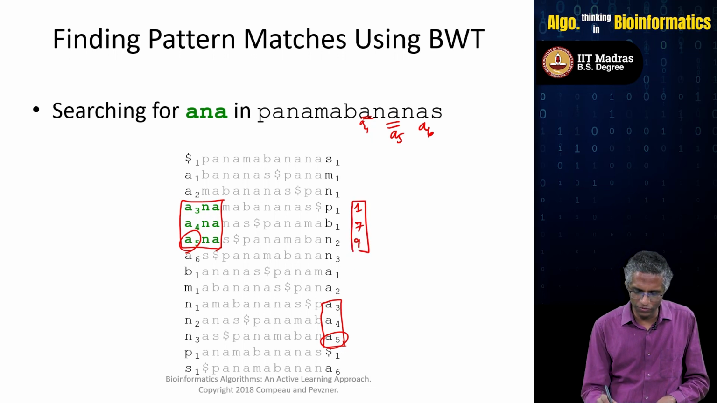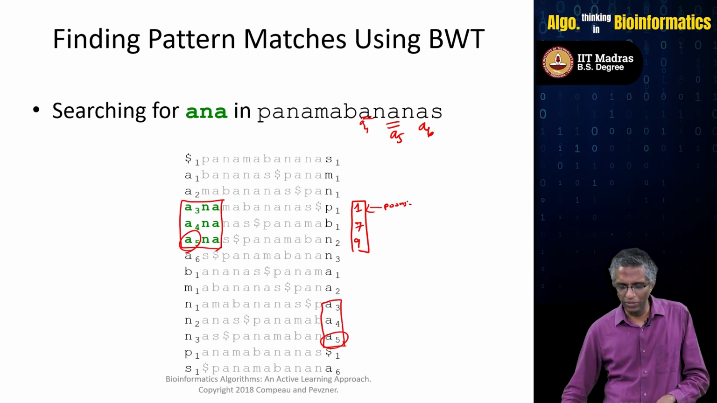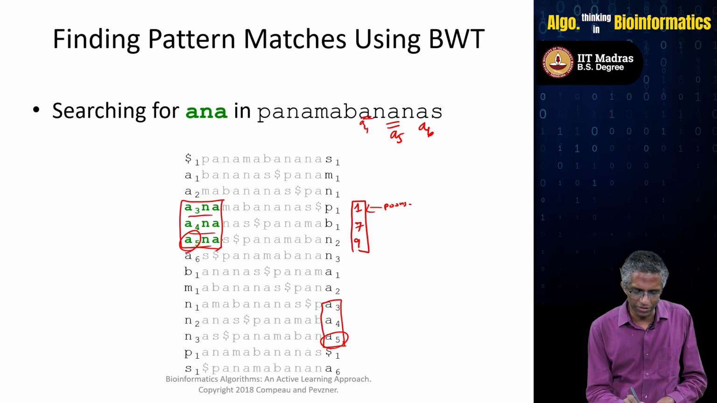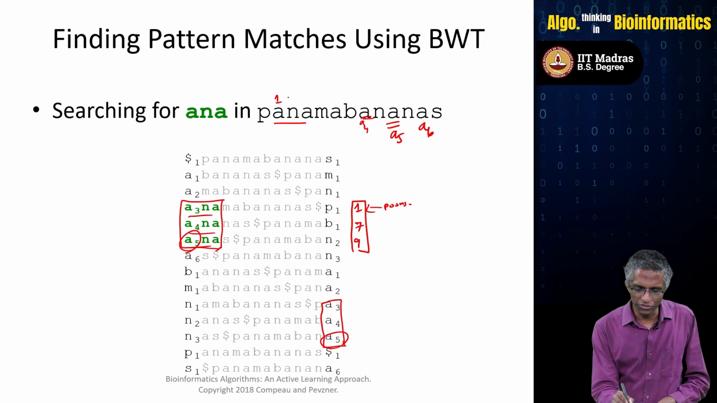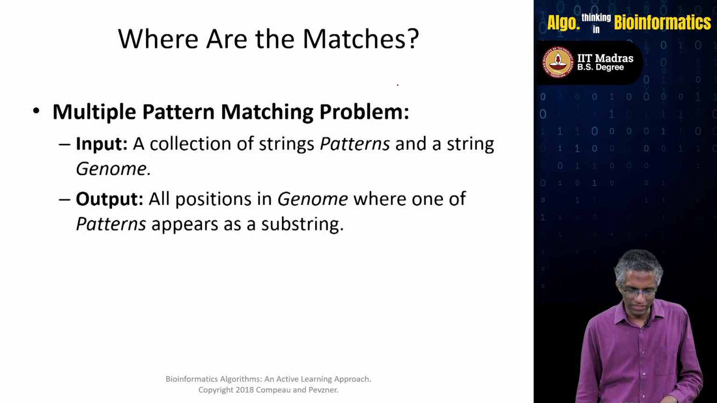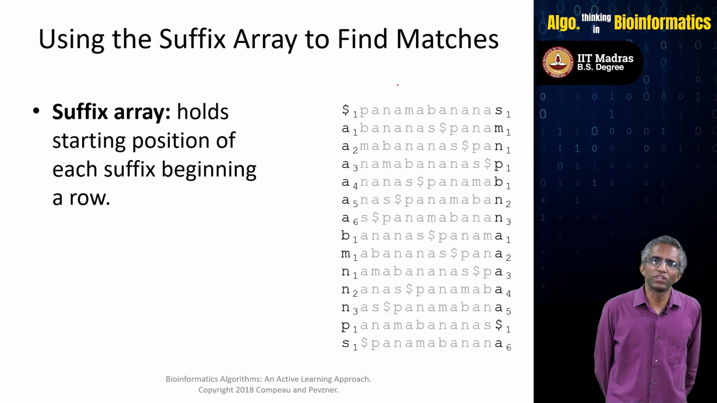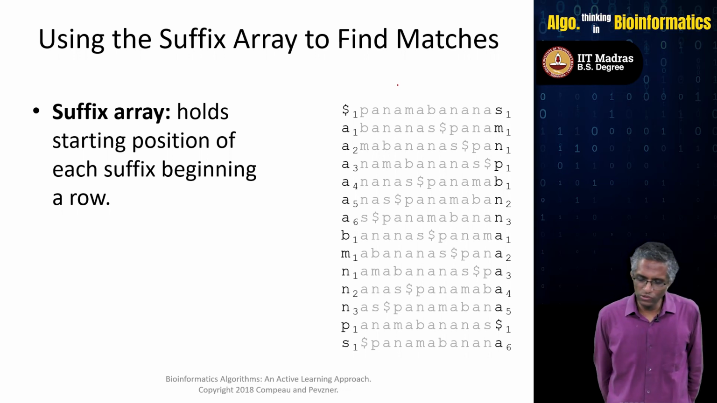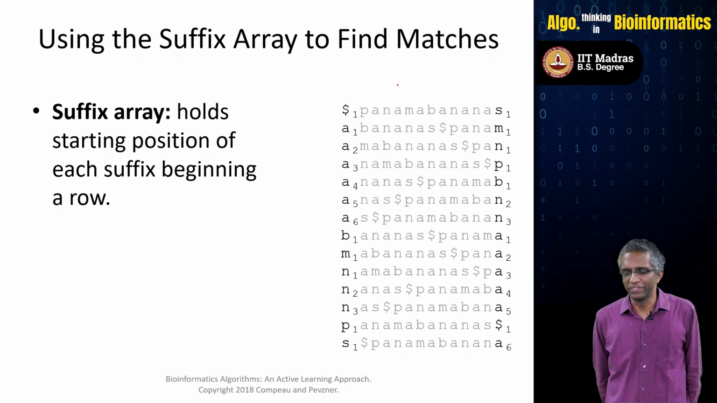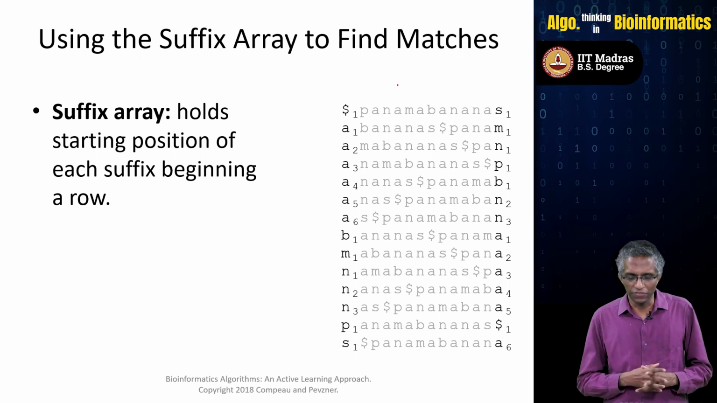If for each of these rows the positions or locations are stored, then that would be quite convenient to see where ANA is appearing. So this ANA is position 1, this ANA is position 7, and this ANA is position 9, right? And that is indeed what we are going to do, and that is called a suffix array. Once you add the position to the first and last column of this Burrows-Wheeler matrix, then those 3 columns will give you essentially the suffix array data structure.